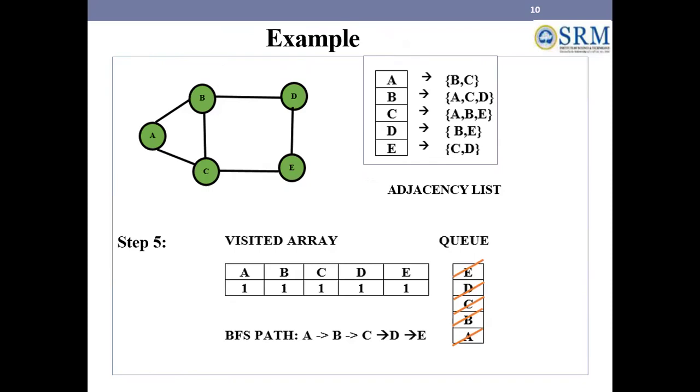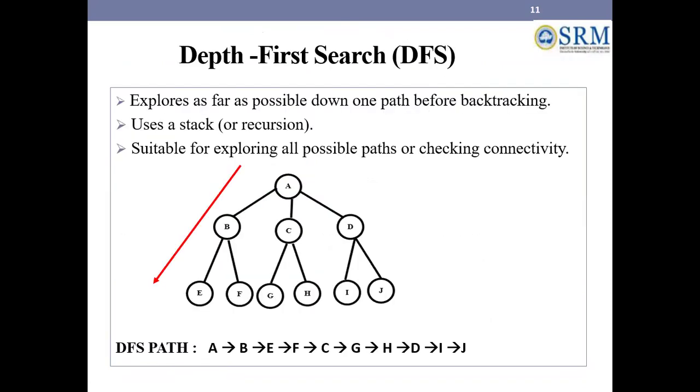And this is the basic concept. So this process is repeated for all the nodes till the queue becomes empty and all nodes are visited or added in the BFS path. This is called the BFS search algorithm for graph. Then what is depth first search?